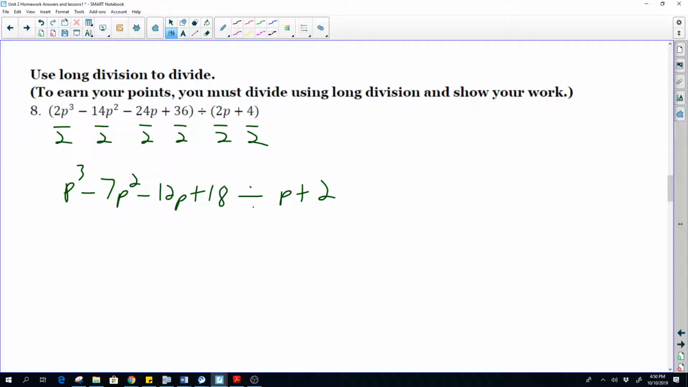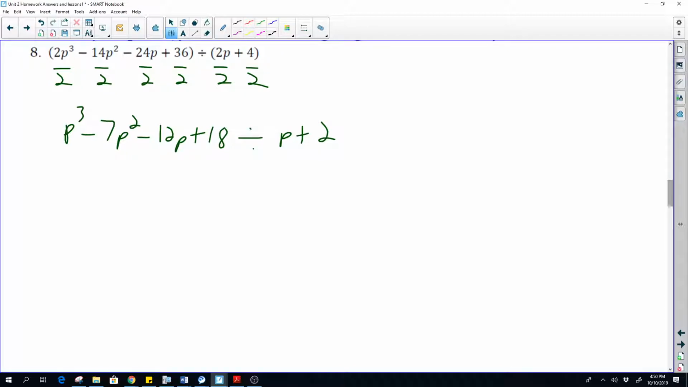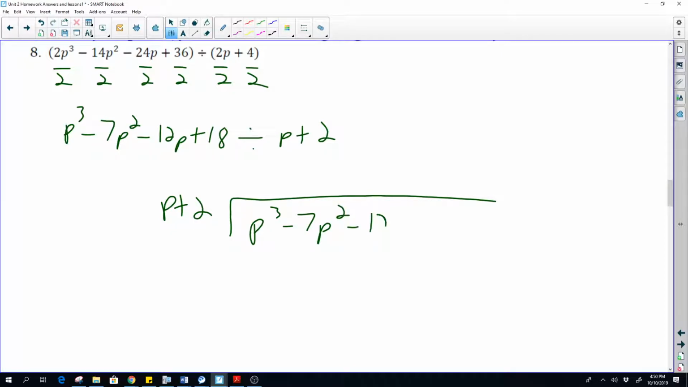Okay, so if you remember with long division, we have to set it up so the dividend is divided by the divisor. The divisor, which is p plus 2, goes into the dividend, which is p to the third power, minus 7p squared, minus 12p plus 18. Excellent. And make sure we have all our powers. 3, 2, 1, no power. Good. So we don't have to put any placeholders, 0, but check. Sometimes you have to do placeholders, like number 11.